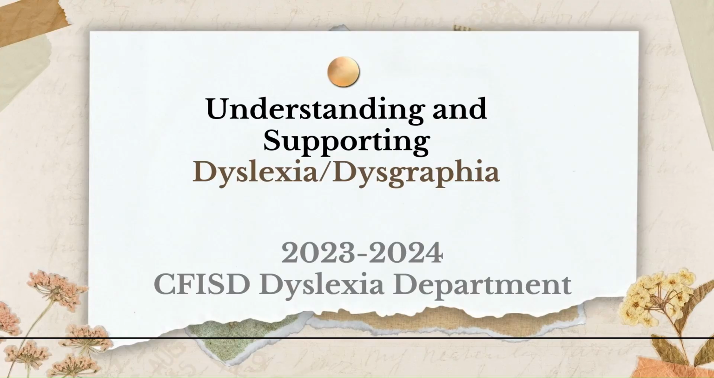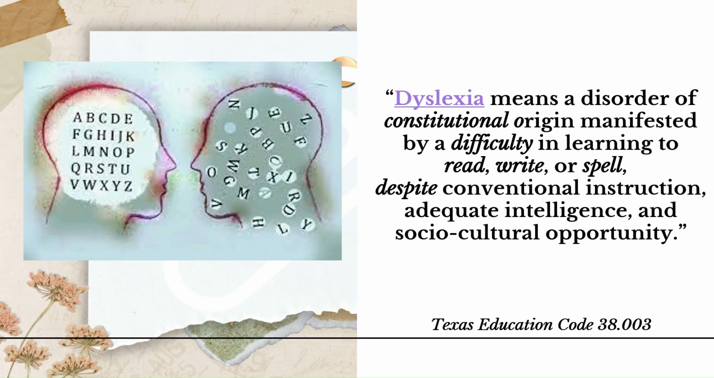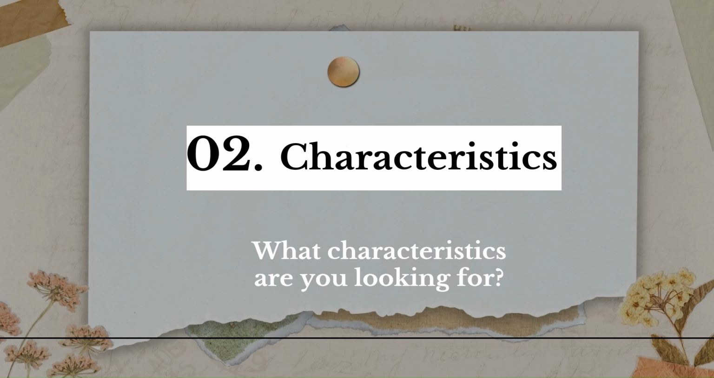Today, we are going to talk about dyslexia and dysgraphia and how you can help support and identify students with dyslexia and dysgraphia. Dyslexia is a disorder of constitutional origin manifested by a difficulty learning to read, write, or spell.